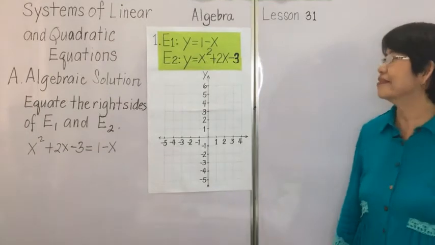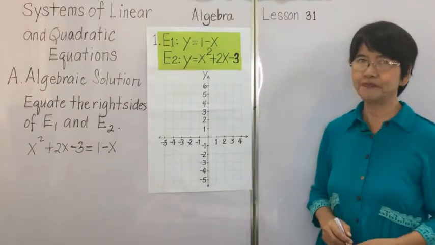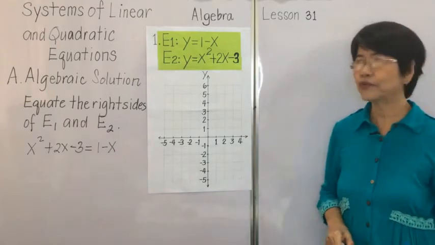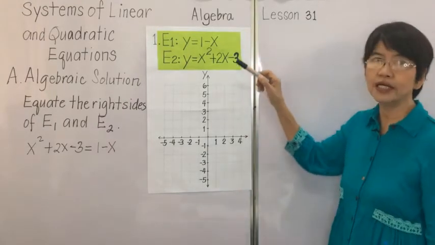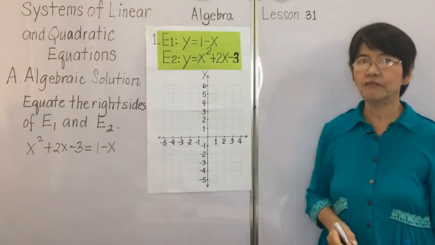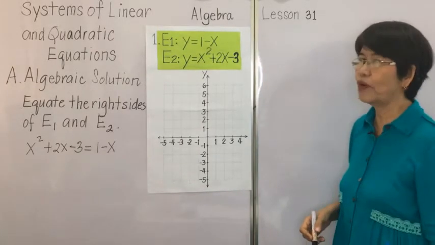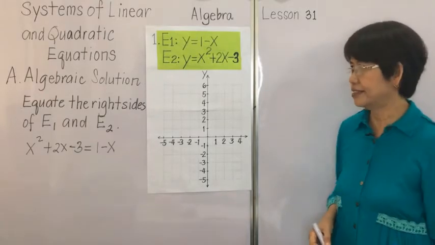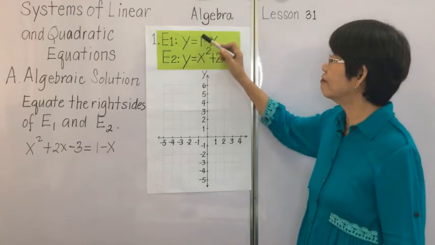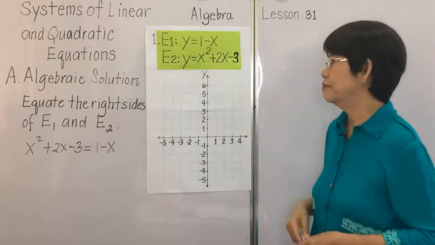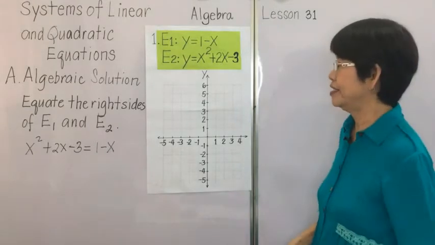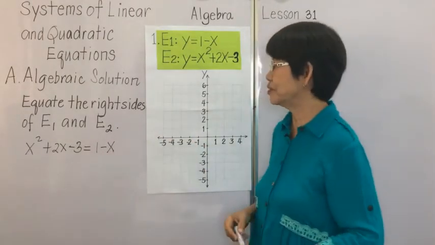Let's start with example number 1. We have equation 1 and equation 2. Equation 1 is a linear equation. Equation 2 is a quadratic equation. And both are expressed as y in terms of x. So we equate the right sides of the equations because y is equal to y. And let's start with the algebraic solution.